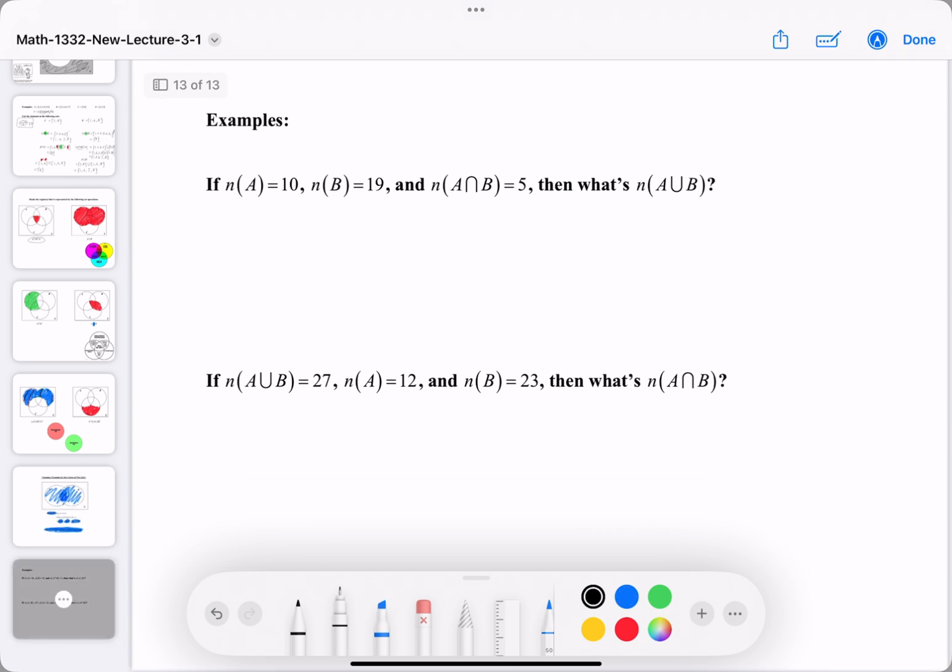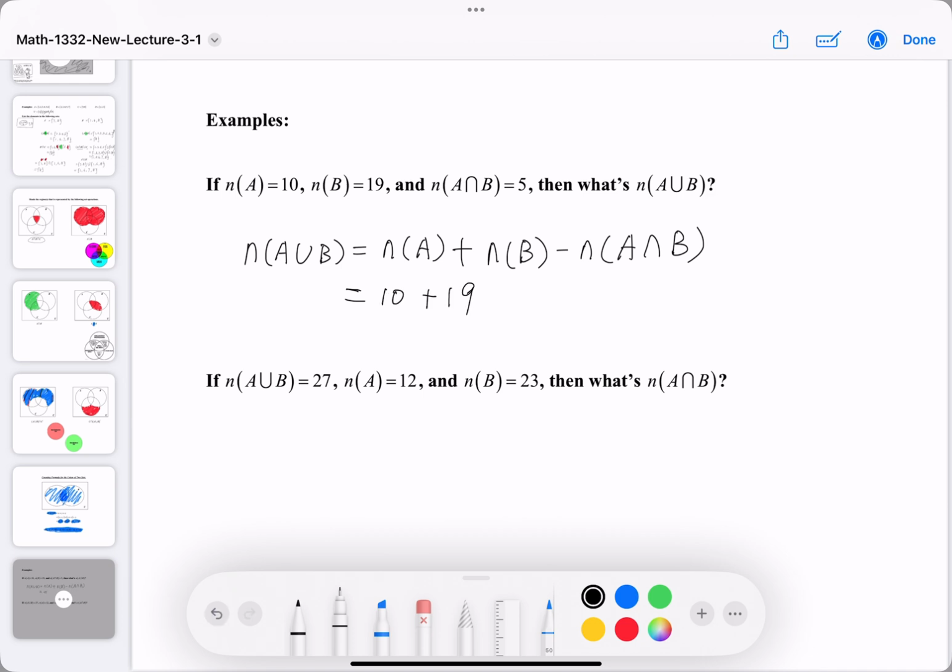For example, if n of A is 10, n of B is 19, n of A and B equals 5. So the formula I learned is n of A union B equals n of A plus n of B minus n of A and B. I'm looking for n of A union B, or n of A or B. We're having 10 plus 19 minus 5, which equals 29 minus 5, 24.